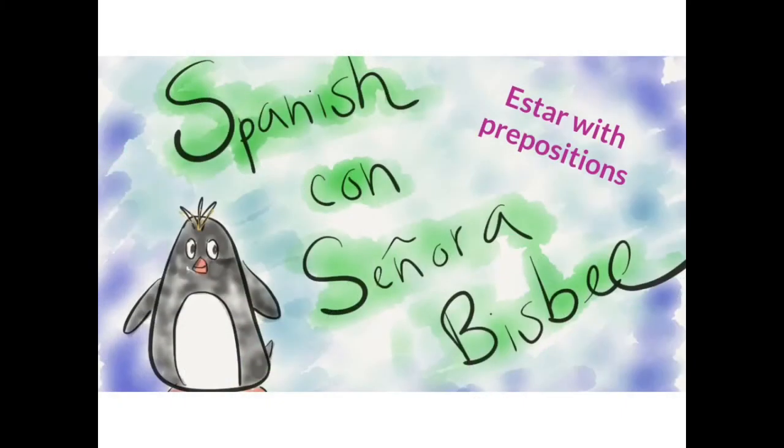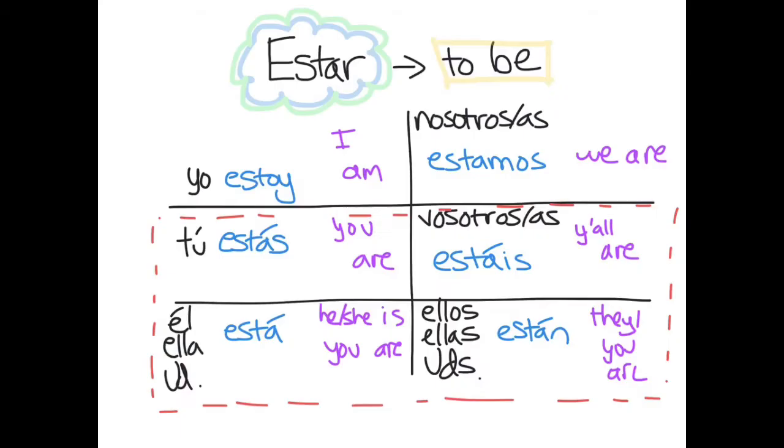Bienvenidos! Today in Spanish con Señora Bisbee, we're going to work with the verb estar, specifically with prepositions. Let's take a look. As a recap, estar is an irregular verb in Spanish and it means to be. In the present tense we use it to express am, is, or are, but only in certain situations. Here are conjugations that we should already know for this verb.